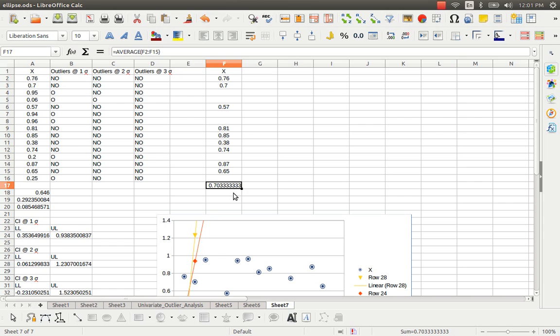And you can see our average inflated after deleting the outliers. So this is our actual mean, and this is the changed mean.